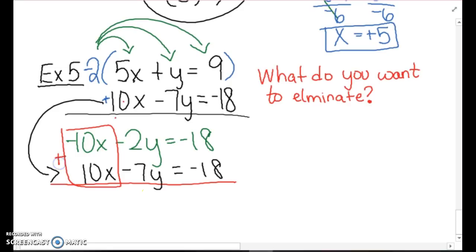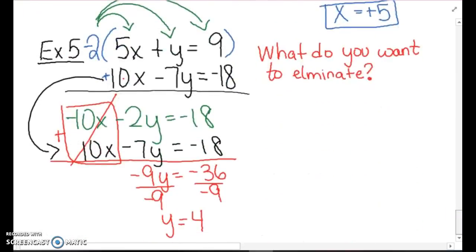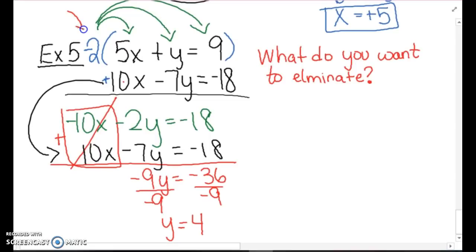out when I add. So I got a negative 2y plus a negative 7y. Negative 18 plus negative 18 is negative 36. Divide by a negative 9. Y equals positive 4. So I was able to solve this one by using the algebraic trick of multiplying by a negative 2, not a negative 1 this time. Could I have multiplied by a 7 to get rid of my y's? Yes, it doesn't matter. Both methods work. So my y is 4.